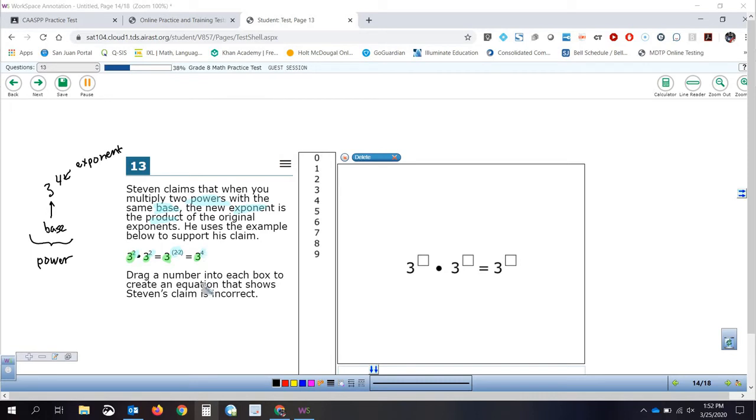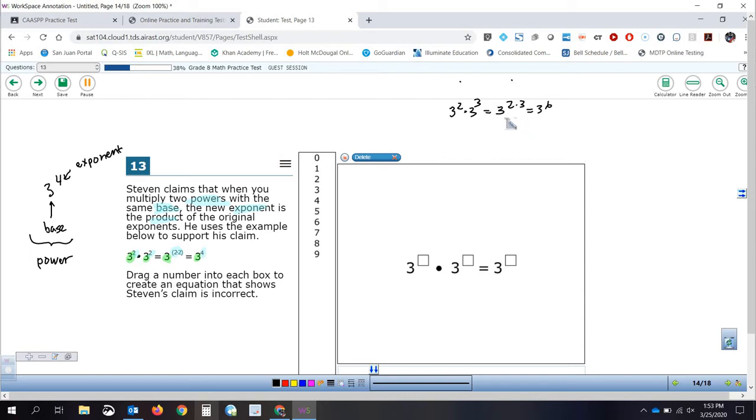for the wrong reason. So let's use different numbers, not 2 and 2 like he used. Let's use 2 and 3. Our bases are 3, but instead of doing 3 to the second times 3 to the second, we're going to do 3 to the second times 3 to the third. All right, now, Stephen would claim that that is 3 to the 6th power, because he would say we need to do 3 to the 2 times 3, or 3 to the 6th power.